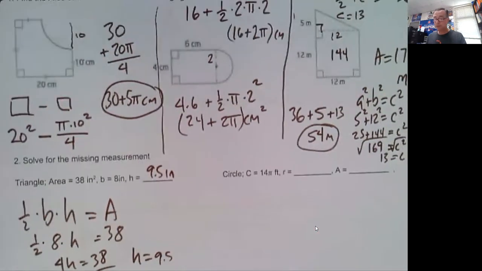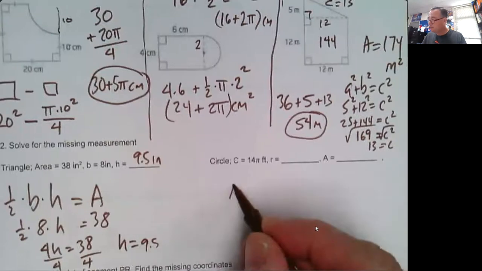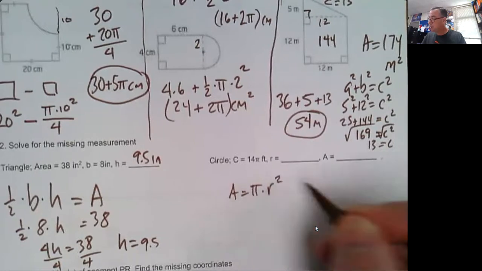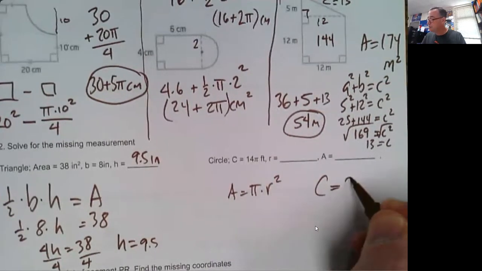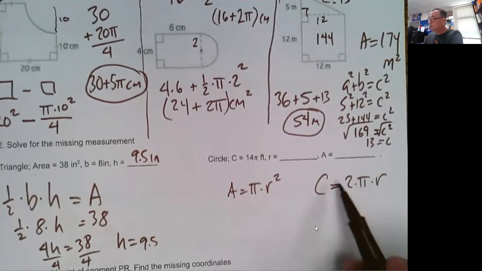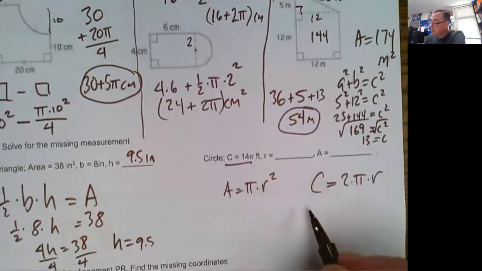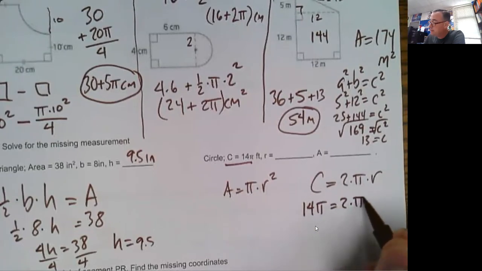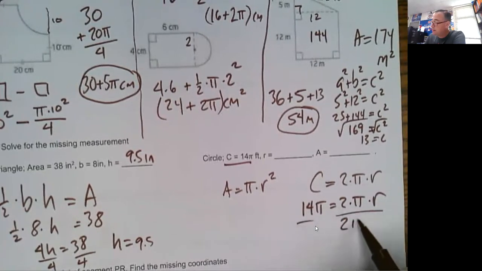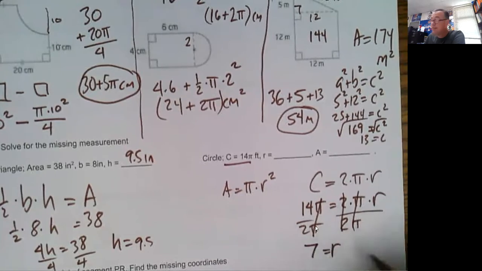Now for this one, circle, the area of a circle is pi times the radius squared. The circumference of a circle is 2 times pi times the radius. So what they're going to want you to do is to use the circumference that they gave you, which is 14 pi. So you substitute that in for c, 14 pi equals 2 times pi times the radius. Now we're solving this for the radius. So I'm going to divide both sides of this by 2 pi. Pi cancels, 2 cancels, so our radius is 14 divided by 2, which is 7.